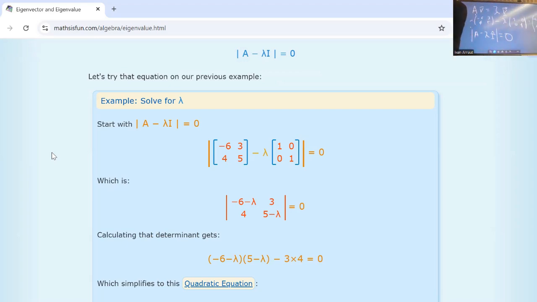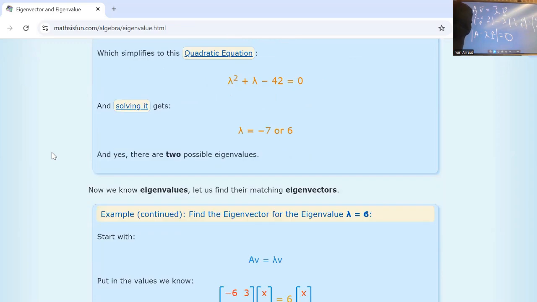And you will calculate the determinant of this. The determinant can be calculated in the software, but the determinant is the product of this times this minus 4 times 3. So at the end, you find a quadratic equation, and you find two values, minus 7 and 6.